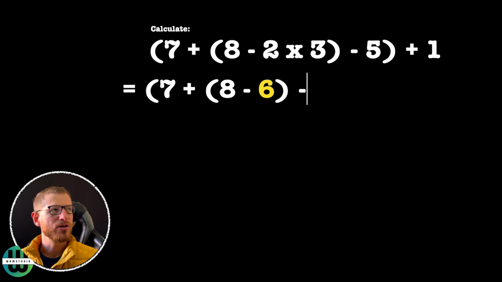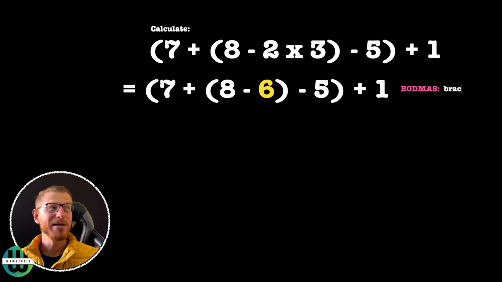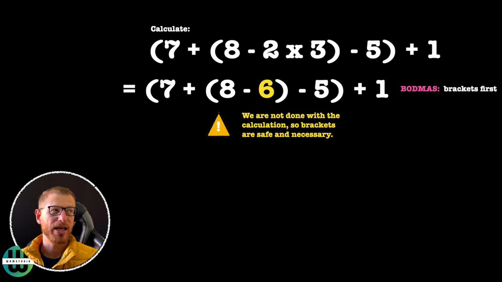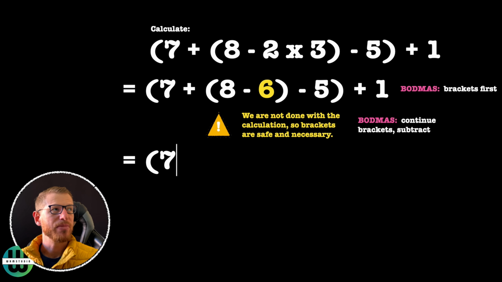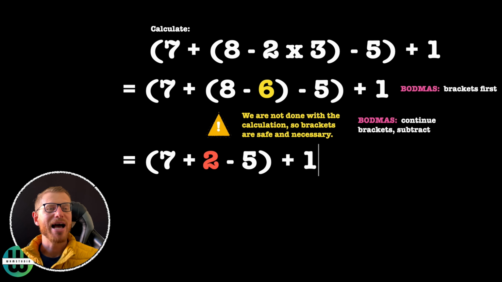So what we're going to do is multiply 2 times 3 first. We're not going to get rid of that bracket because we haven't completed all the operations within that bracket just yet. So remember, we are not done with the calculation, so brackets are safe and still necessary. Now I'm going to continue with that nested bracket by subtracting. 8 minus 6 will be 2. And now I can get rid of my bracket because I've done the calculation inside of that nested bracket.